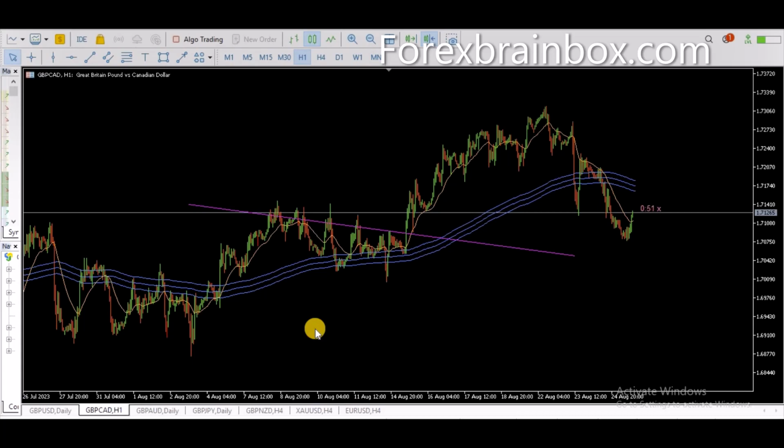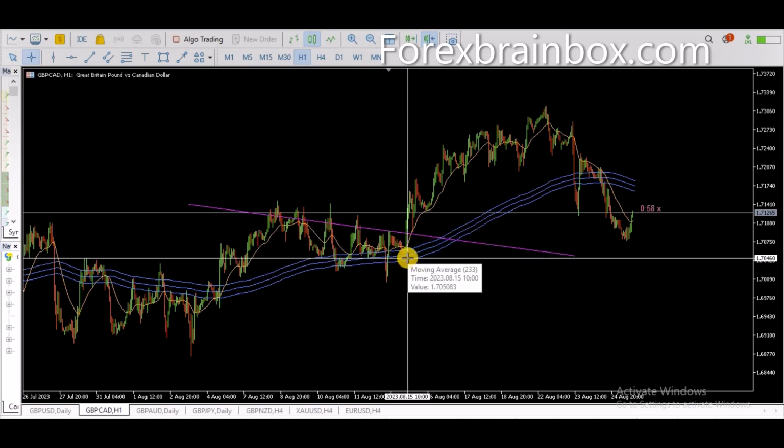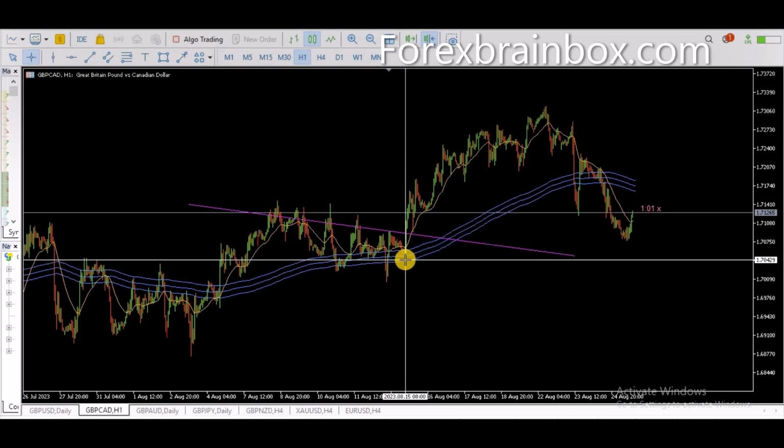That's it. I didn't talk about the stop loss. You know what to do with stop loss. Stop loss should be below the previous trigger, or the trigger zone, which is going to be around here.